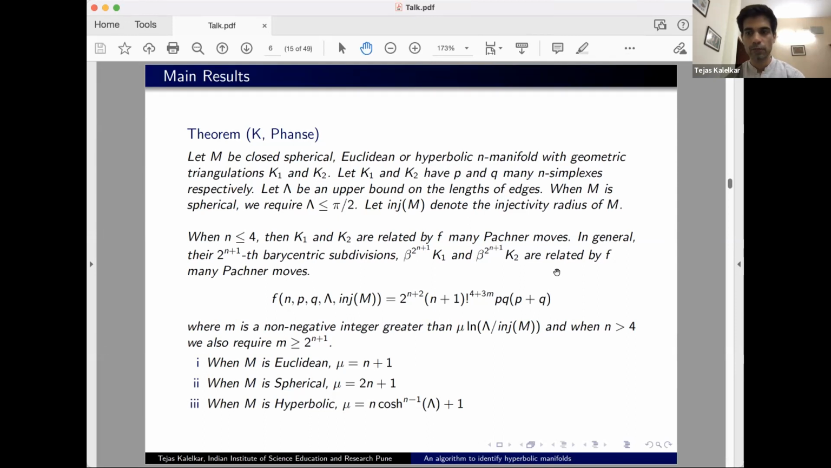Okay, so the explicit function is basically a cubic polynomial in the number of n-dimensional simplexes. And if you look at how it behaves with respect to n and capital Lambda, it's 2 raised to n plus 2, (n plus 1) factorial raised to 4 plus 3m. If you click on m, it basically expands again as a function of n, Lambda, and the injectivity radius.